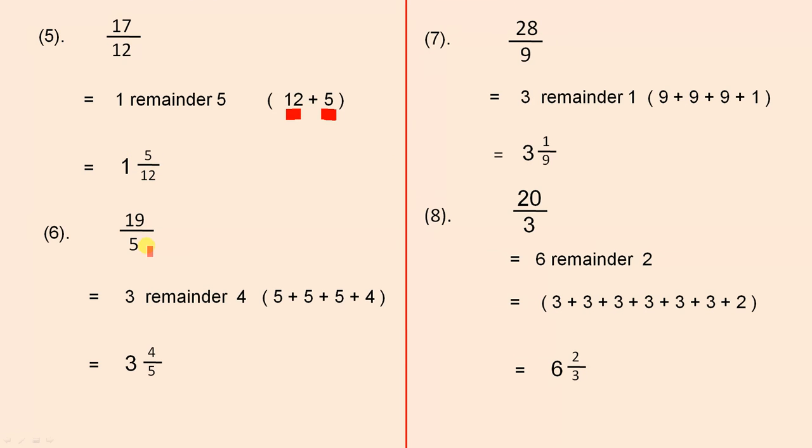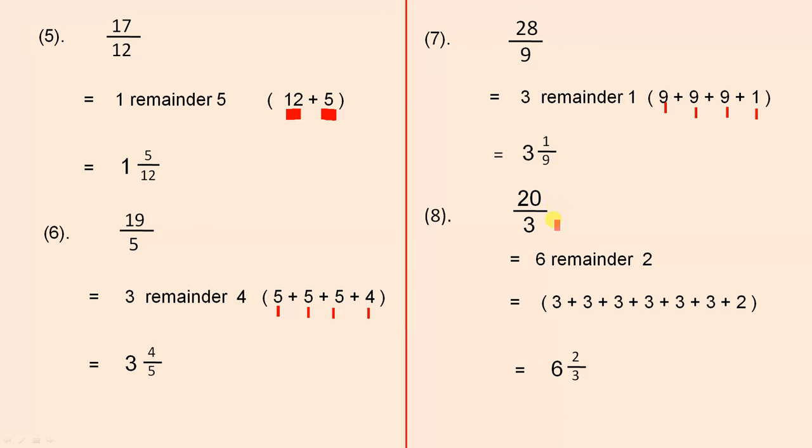19 over 5. 5 divides into 19 3 times with a remainder of 4. There are your 3 5s. There's your remainder of 4. The answer is 3 4/5. 28 over 9. 9 into 28 goes 3 times with a remainder of 1. There are your 3 9s, and there's the remainder of 1. The answer is 3 1/9.